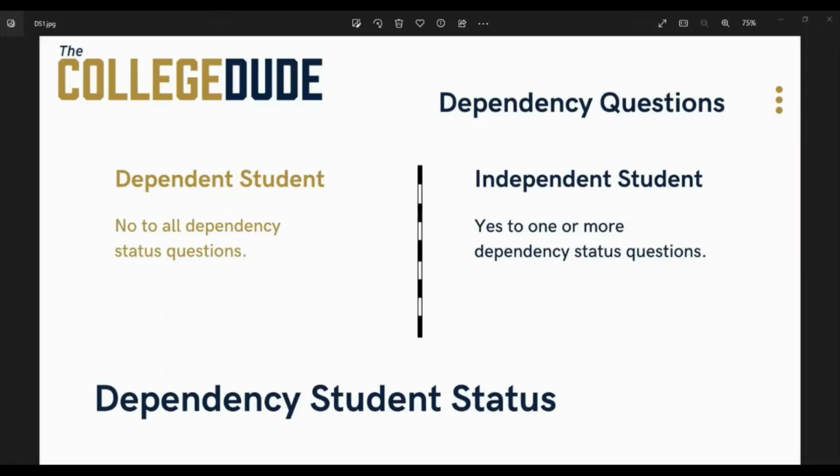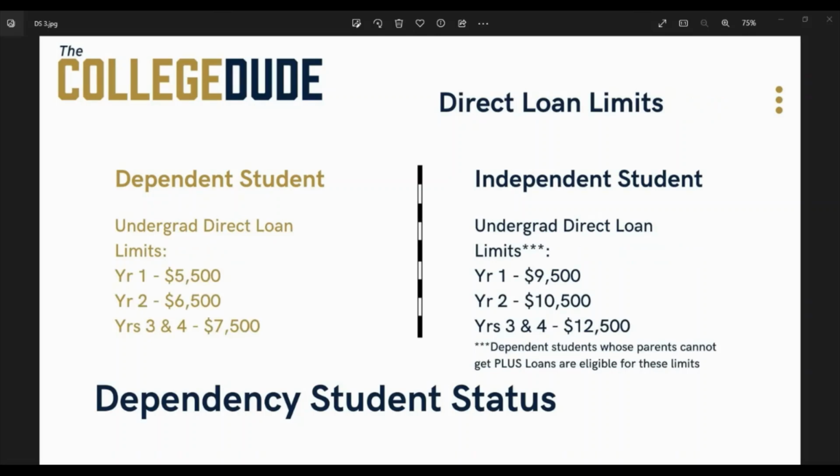So what difference does it make and why is it important? Well, let's go through each of the reasons why it does matter that you know if you're a dependent or an independent student and what that means in terms of qualifying for federal aid. So again, to recap, if you answered no to every single one of the questions, you're a dependent student. But if you answered yes to one or more of the questions, you are considered an independent student. The biggest reason it's important to understand if you're an independent or a dependent student comes down to your eligibility for the direct loans.